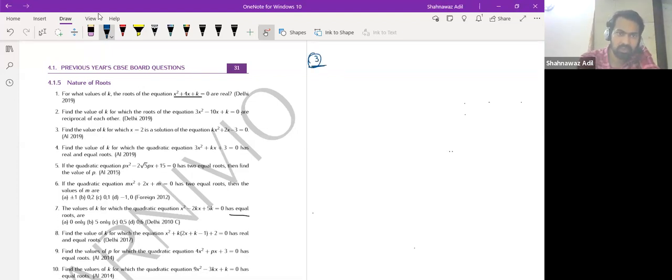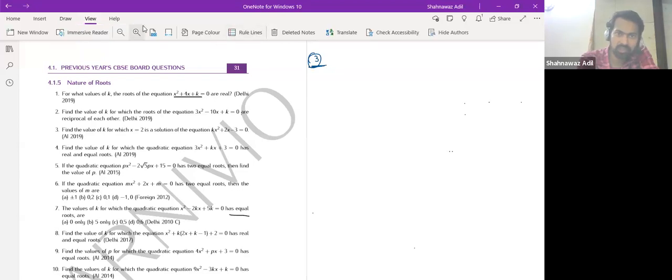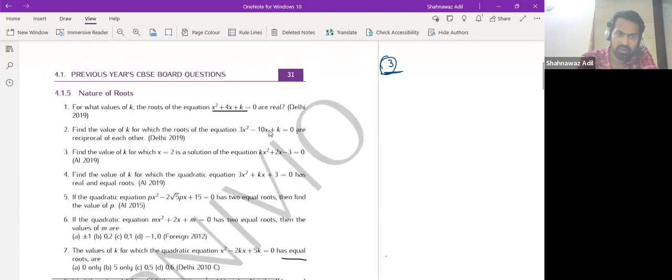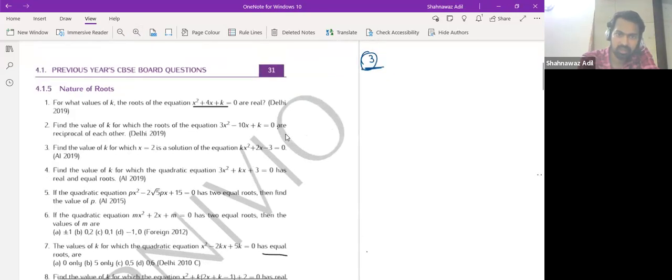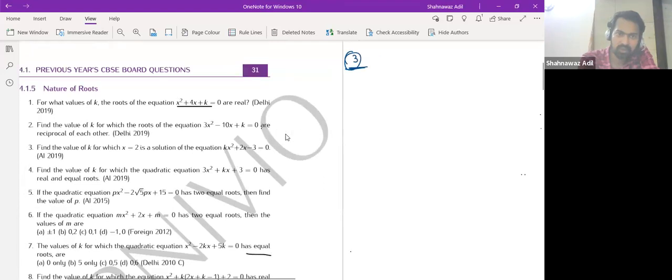So should I zoom this? Let me zoom this, right? Is it more clear now, guys? Yes, sir. Okay, so now you guys please do this third problem. Remember, this is a different question. This is like a polynomial question.